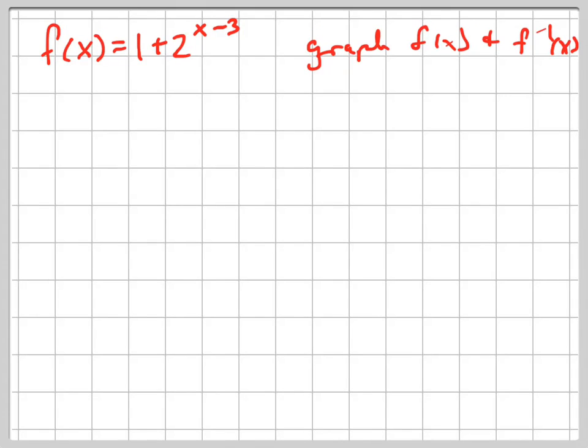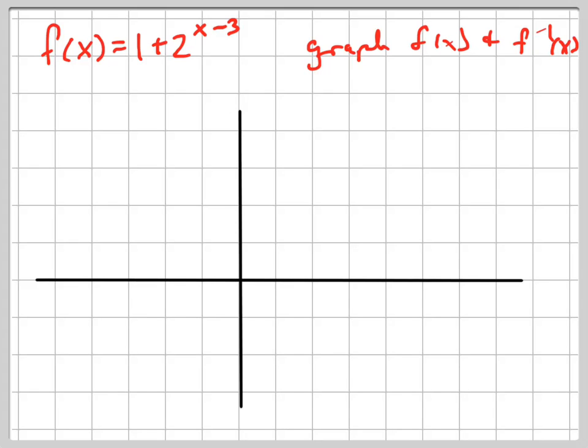Alright, we're going to graph f of x and the inverse of f of x, and the way we're going to do that is by using transformations. First of all, for this red graph, the base graph is going to be f of x equals 2 to the x. That one goes through (0, 1) right there, and it goes up exponentially like that.